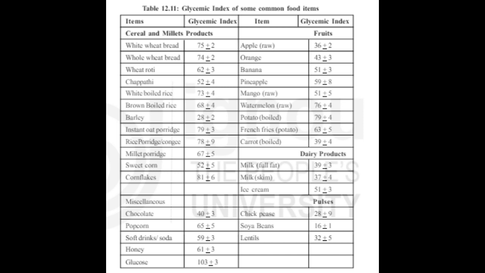We can calculate the glycemic index of food by using this formula. GI is equal to area under the 2 hours blood response curve to test food divided by area under the 2 hours response for equivalent glucose, into 100. You can get some idea of individual raw foods and cooked foods for their glycemic index values from Table 12.11, glycemic index of some common food items. Look at the screen. These low GI foods are beneficial for diabetics. A GI of 70 or more is high, a GI of 56 to 69 is medium, and a GI of 55 or less is low.